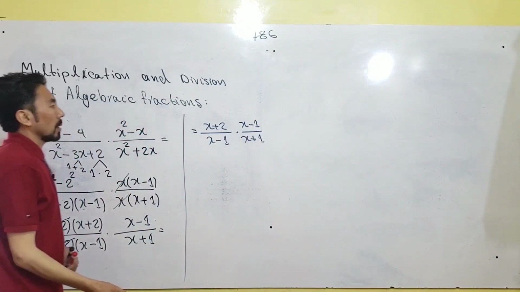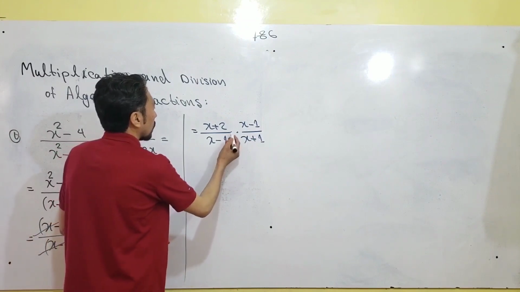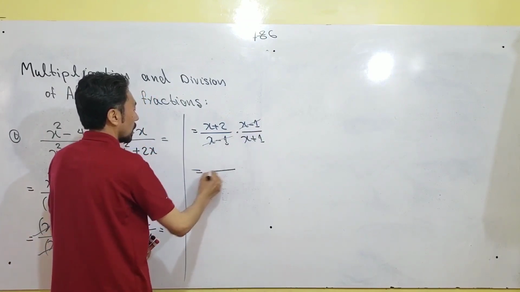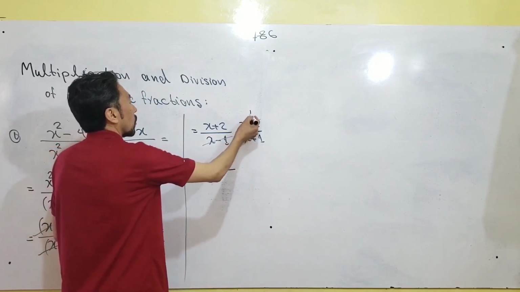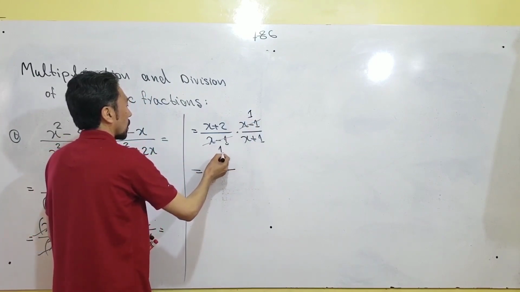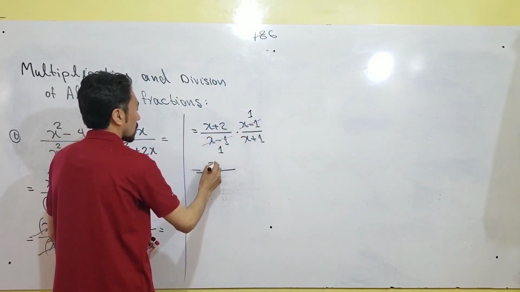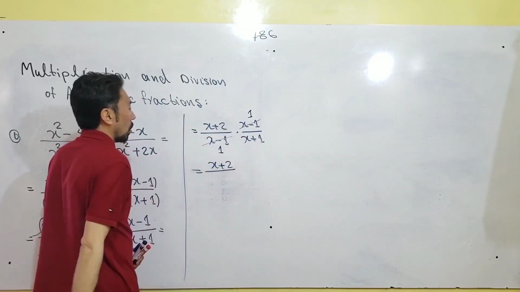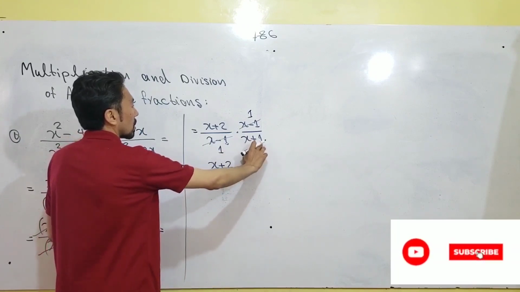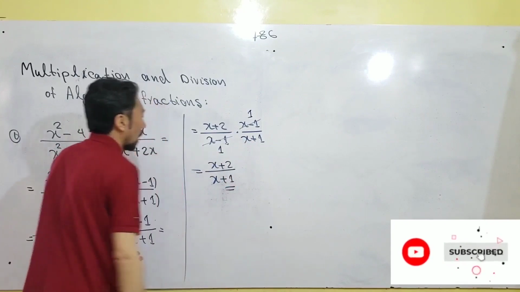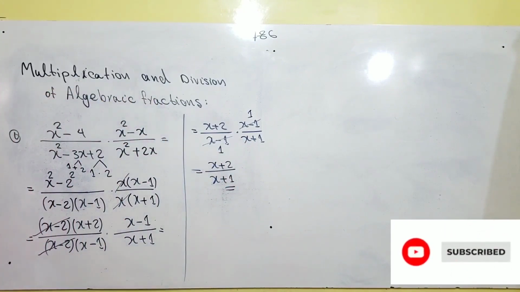Also we can cancel x minus 1 by x minus 1. Then here remains 1, and the denominator also remains 1. We can multiply (x plus 2) multiplied by 1 over 1 multiplied by (x plus 1). Here remains x plus 1. This is the answer of this example.